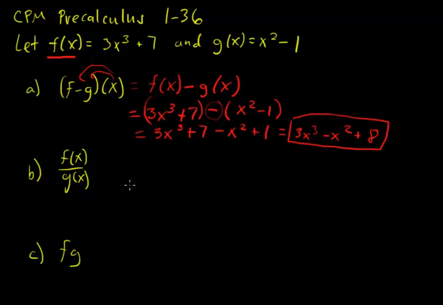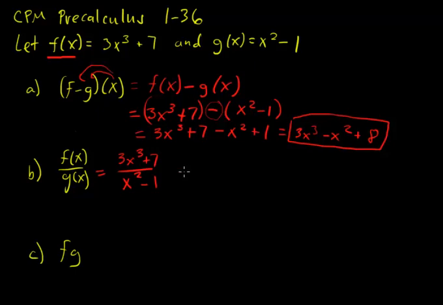Part B. Here we want to look at our function, and we're basically going to look at the ratio, or the quotient, or the division of f of x, which is 3x cubed plus 7, over g of x, which is x squared minus 1. Now we want to simplify this.